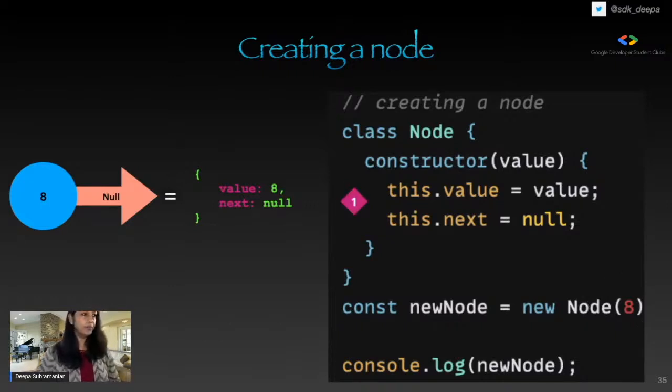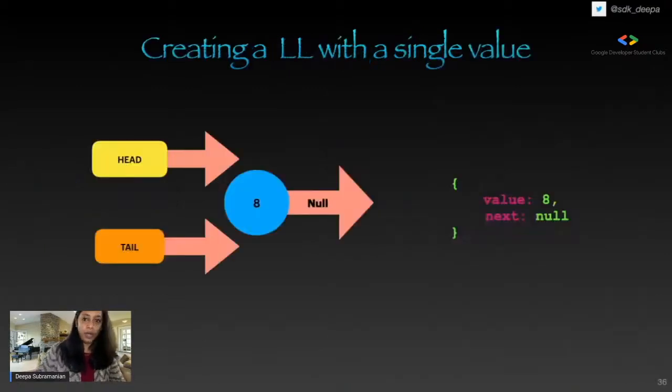Now, here I just wanted to show this. This dot value is the current value here, and this dot next is pointing to null. That's how you create the new node here. And here is a linked list with a single value, which the head and tail is pointing towards, the value itself.